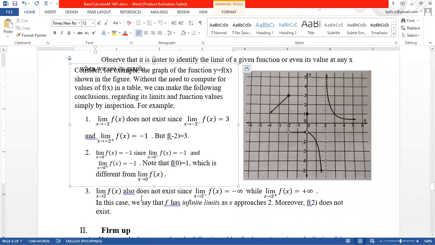Next. Limit of f of x also does not exist since the limit of f of x as x approaches to 2 from the left is infinite. Positive 2 from the left. Paingon sa 2. Paingon man siya infinite.